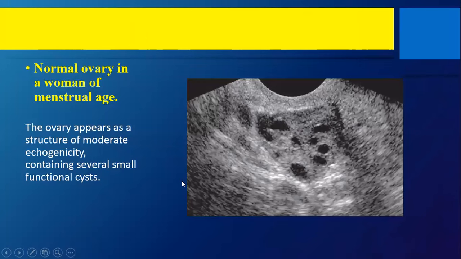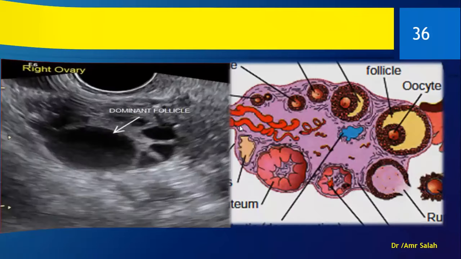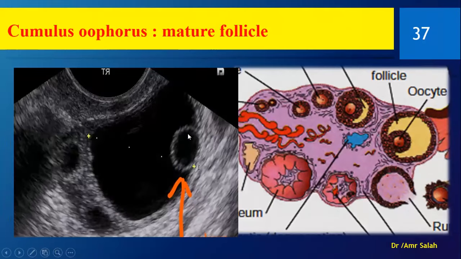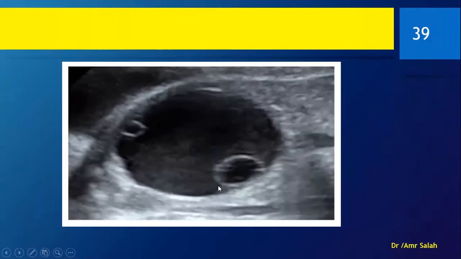This is the normal ovary. This is the follicular phase, when one follicle starts to enlarge. This is the dominant follicle, the largest one. This is the mature follicle. Here, the ovulation is just about to happen. Here, the ovulation has just happened. So this is still a cyst within a cyst. Another one here, we have two ova and two secondary oocytes. Would you think that if this ovum is fertilized, it will produce twins? Well, yeah.